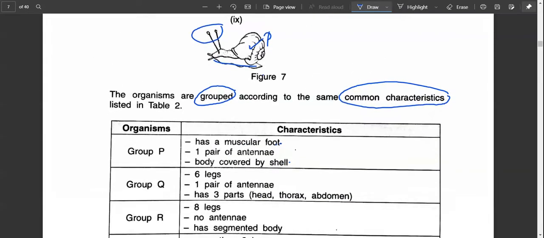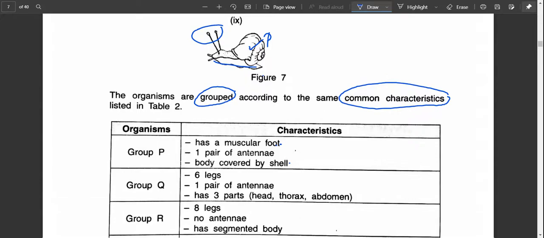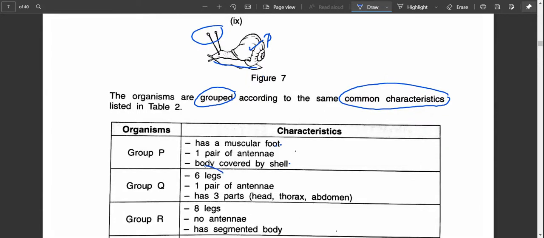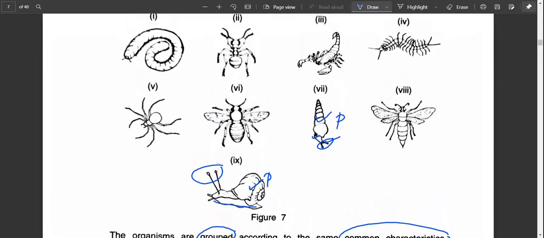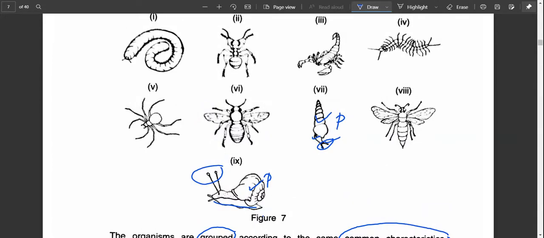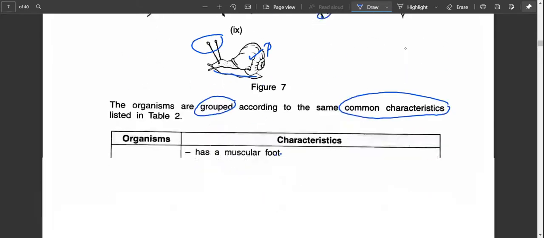Group Q has 6 legs, one pair of antenna, and 3 body parts. So pay attention to the 6 legs. You can see that 1, 2, 3, 4, 5, 6. So that one is a Q. 1, 2, 3, 4, 5, 6. That's a Q. 1, 2, 3, 4, 5, 6, 7, 8. Not a Q. 1, 2, 3, 4, 5, 6. That's a Q. This one has many smaller legs. This one also has 8 legs. 1, 2, 3, 4, 5, 6, 7, 8. This one has many legs.